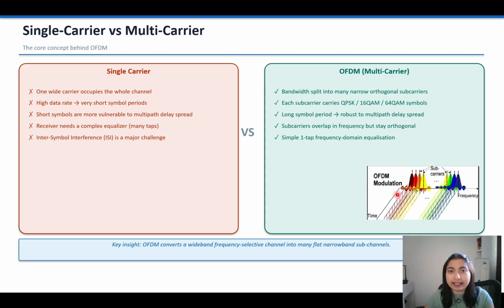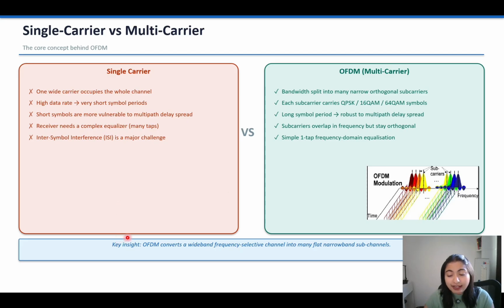Now here is the elegant part. These subcarriers, as you can see in the figure, overlap in the frequency domain. That is, they are tightly packed together, but they are orthogonal to each other. This means that at the point where you sample each subcarrier, all the others are at zero. So you can perfectly separate them at the receiver. The result is that instead of one complex equalizer across a wide band, you just do one simple multiplication per subcarrier. This is a much cleaner approach.